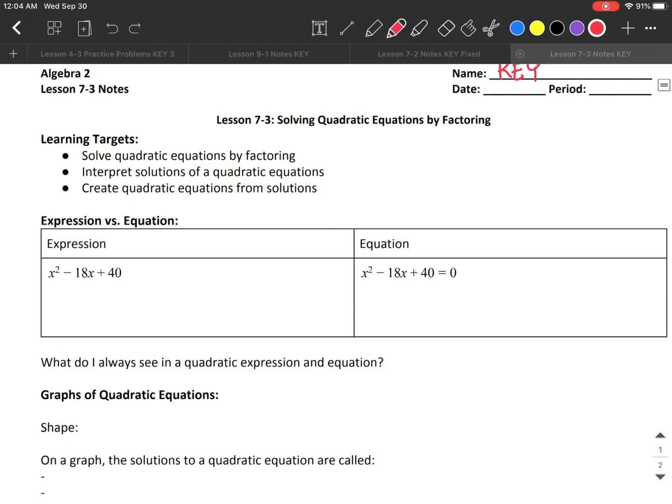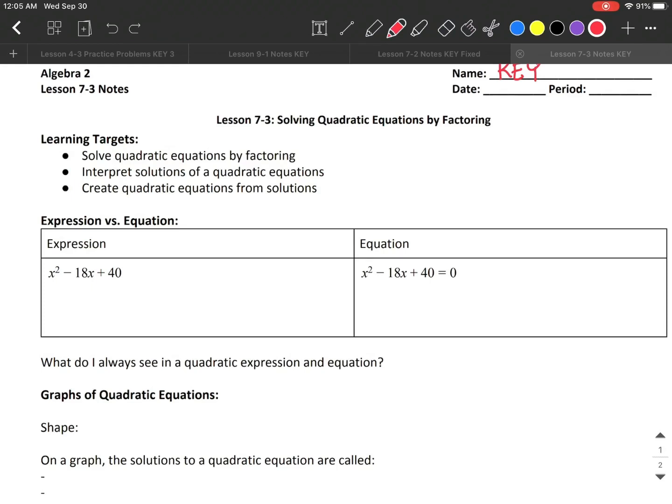In this video, we're going to talk about solving quadratic equations by factoring. The learning targets of this lesson are what the title says exactly, solving quadratic equations by factoring. We're going to be able to interpret solutions of a quadratic equation, and we're going to be able to create quadratic equations from solutions.